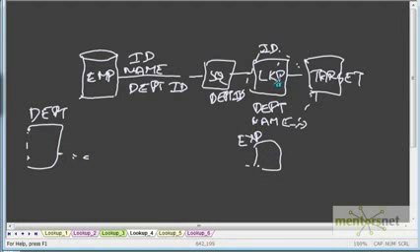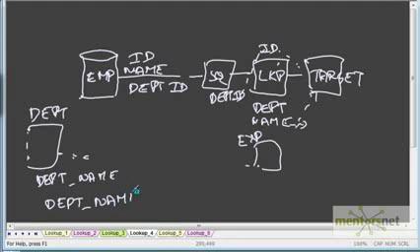In case of unconnected lookup, we got only one return port called DEPT name. In case of connected lookup, we can get more than one output port or return port. Here let's see how to get department name and location ID. So let's see how to do this in Informatica.